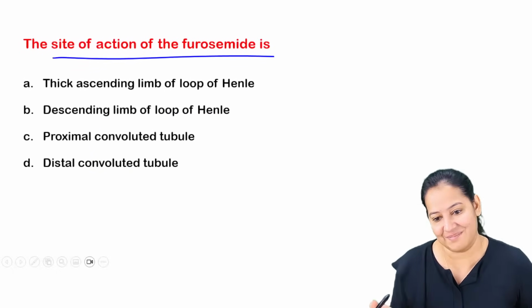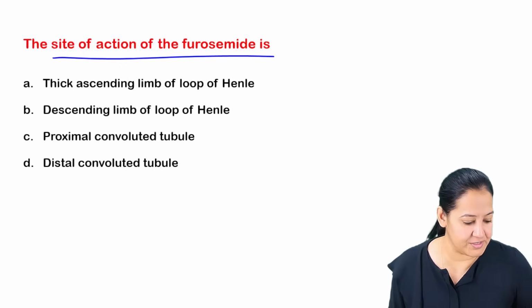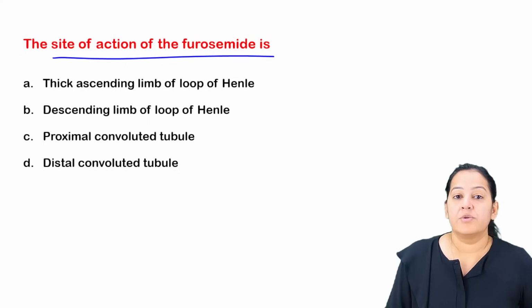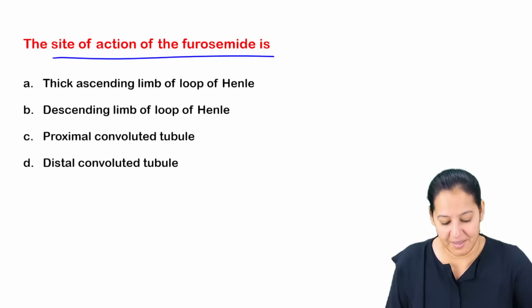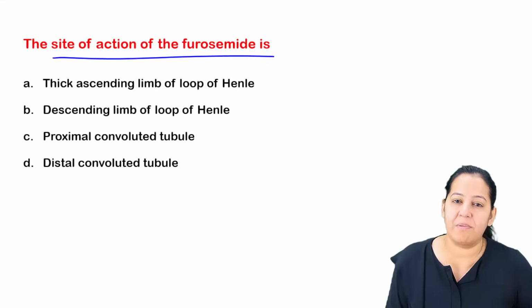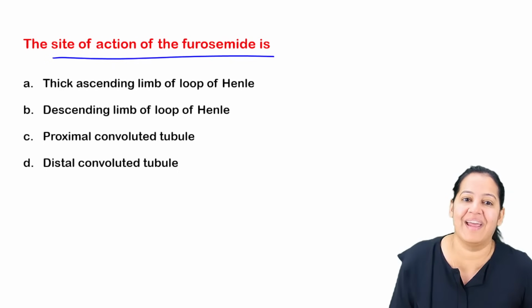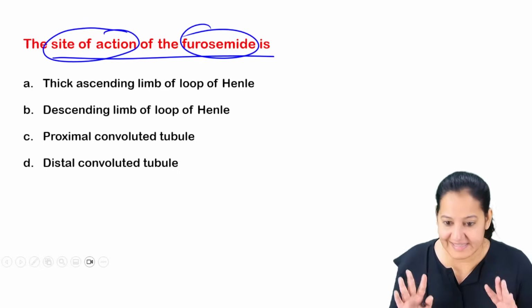Now let's start the systems. First we will see the renal system. From the renal system, we will see a few questions. Okay, read the question and tell me the answer. We will try to take other sessions also. Let's see if the team allows and if everything goes smoothly, we can plan more sessions. But we will try to cover maximum in this session first. What is the site of action of furosemide? First understand the question.